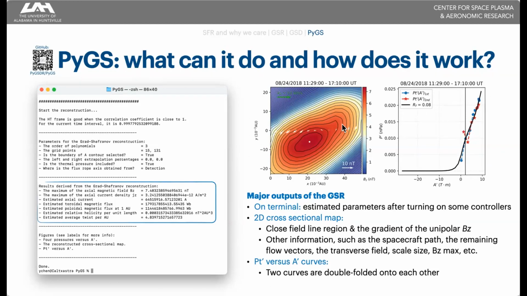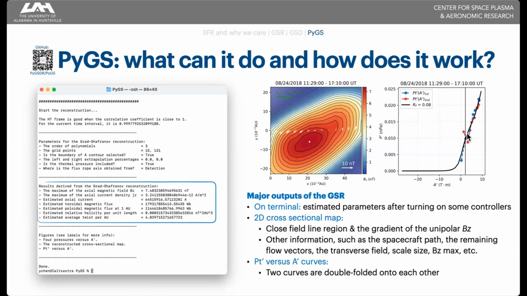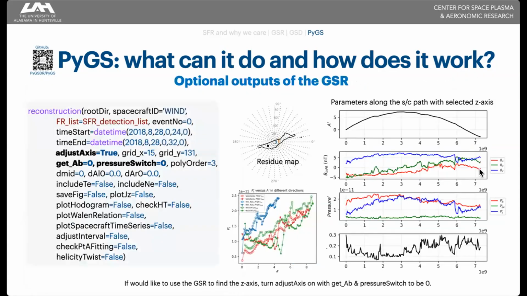And also the affinity of this interval is pretty low, which is indicated by the relation between these two sets of vectors. The right figure is Pt versus A curves. We can see that the double folding pattern is pretty clear.